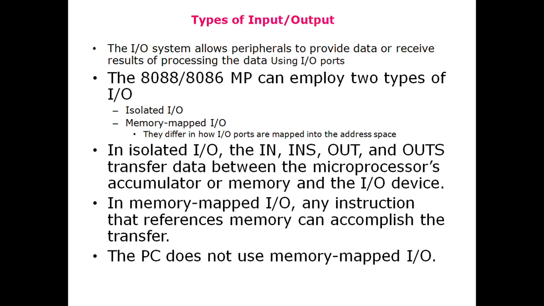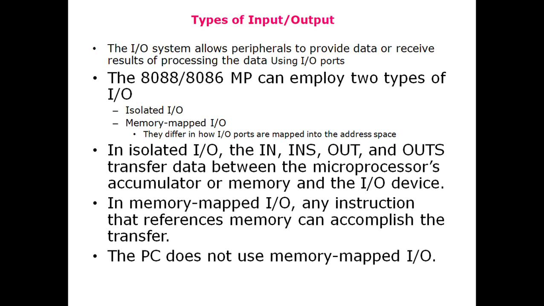The difference between the two is in how input and output ports are mapped into the address space. The microprocessor has a range of possible addresses, so the question is how those addresses are mapped into input and output devices. In that aspect, there are two types of input and output: one is isolated I/O and the other is memory mapped I/O.